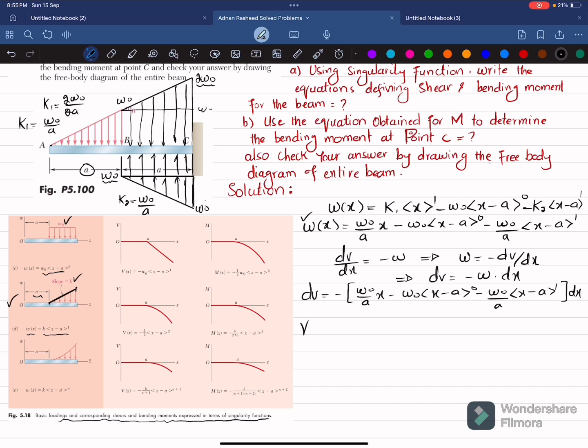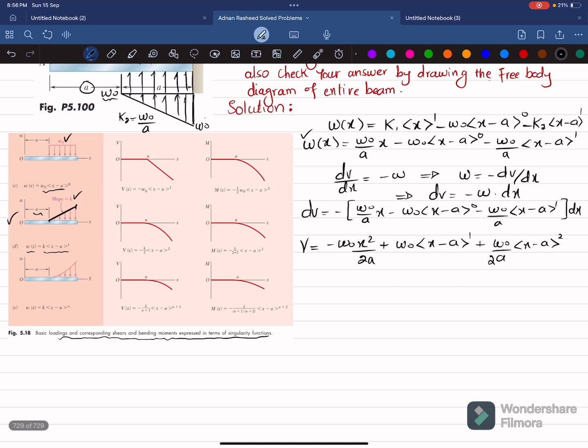So if we integrate it on both sides, we will get the shear force that will be equal to minus W naught x square over 2A plus W naught into x minus A power 1 plus W naught over A into x minus A power 2 divided by 2. So this is the shear force equation.